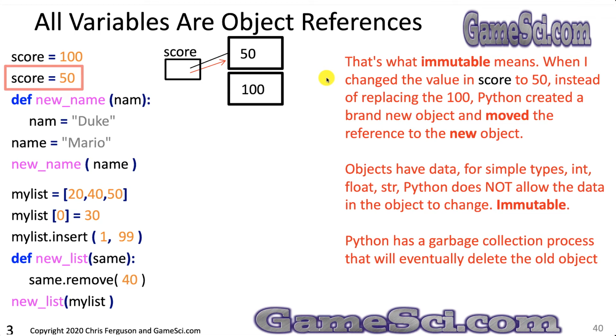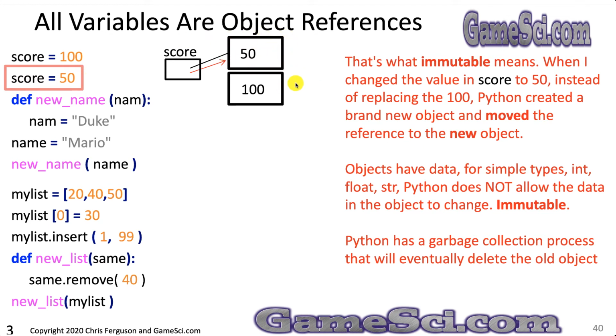When I change the value in score to 50, instead of just replacing the 100, Python created a brand new object and moved the reference to the new object. Objects have data. For simple types like int, float, str, Python does not allow the data in the object to change. That's what makes objects immutable. Python has something called a garbage collection process that will eventually delete this old object because we're not using it anymore. When you assign a new value to an integer variable, Python creates a brand new object and throws away the old object.